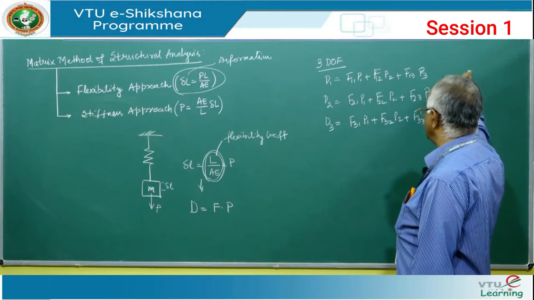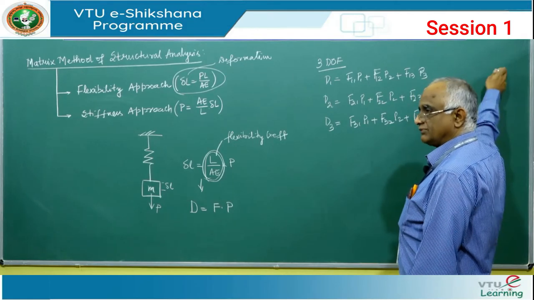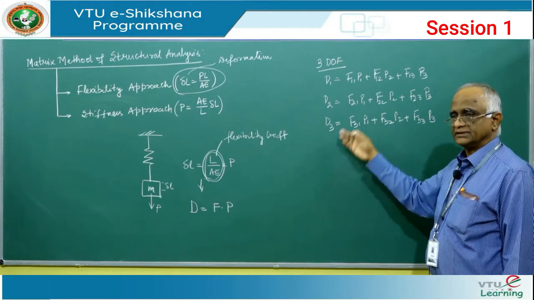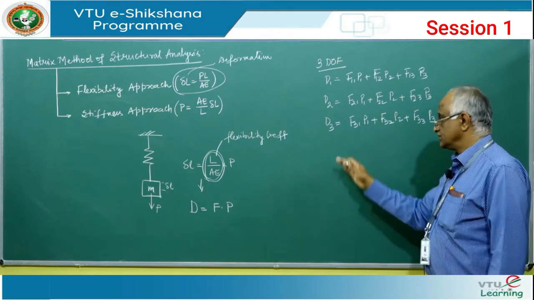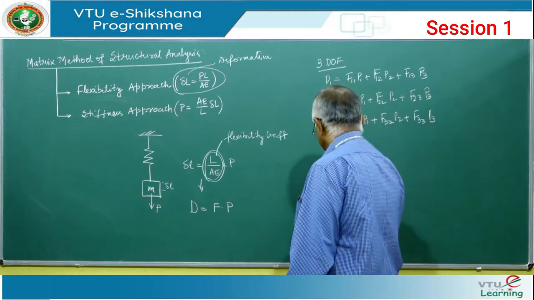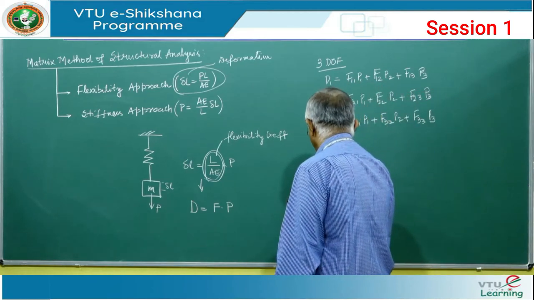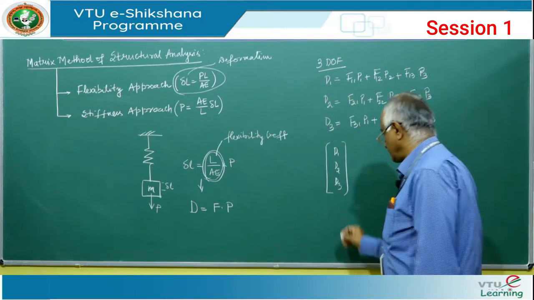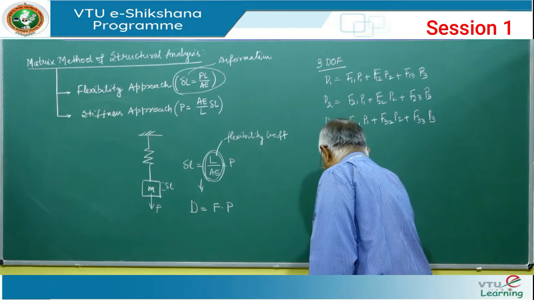If it is a fourth one, I will get F14 into P4, fifth one F15 into P5. Like that, I will get more equations. If there are 10, you will get 10 equations. So people started thinking, can we put them into matrix form now, D1, D2 and D3? It becomes your displacement matrix.